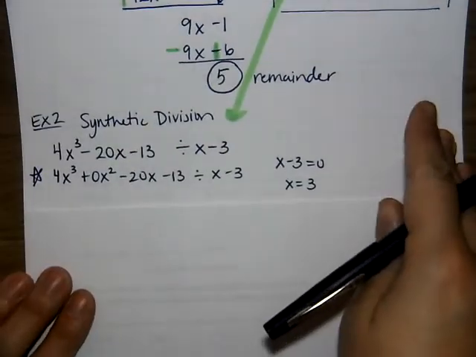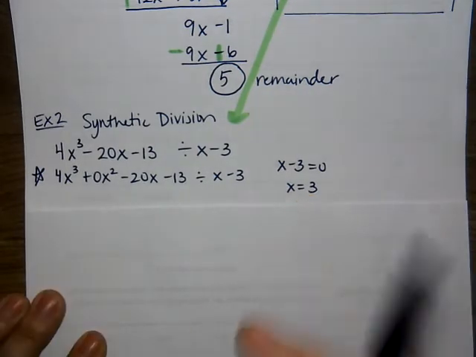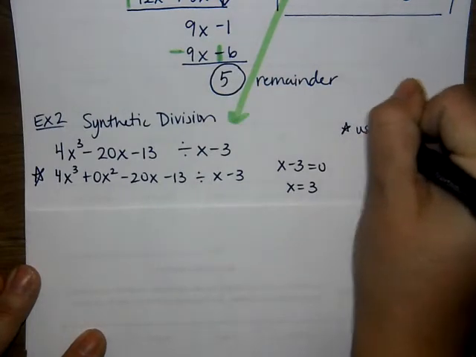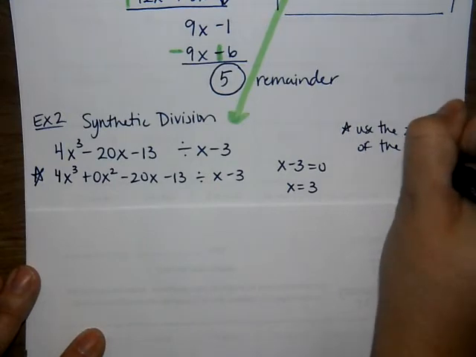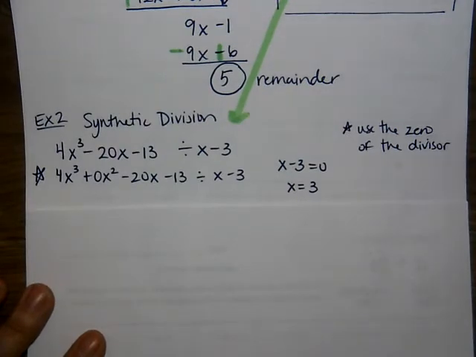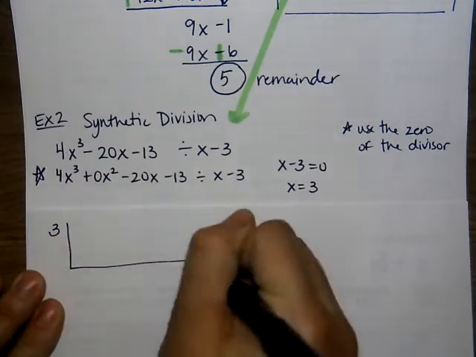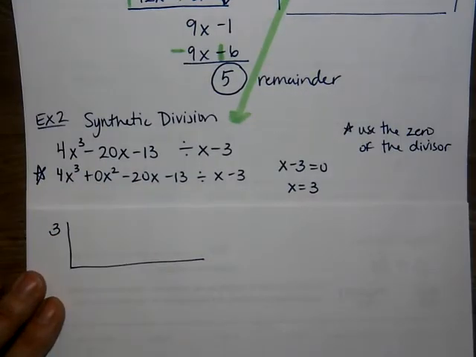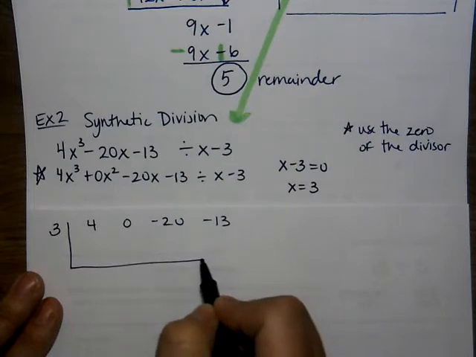So in order to do this, you take your divisor, you set it equal to 0. So let's make a note of that. Use the zero of the divisor. So I take x minus 3, I set it equal to 0, I figure out 3 goes on the outside. So I put 3 on the outside, and then I drop down that upside down box. And then I use only the coefficients in descending order with placeholders if needed. So 4, 0, negative 20, negative 13.